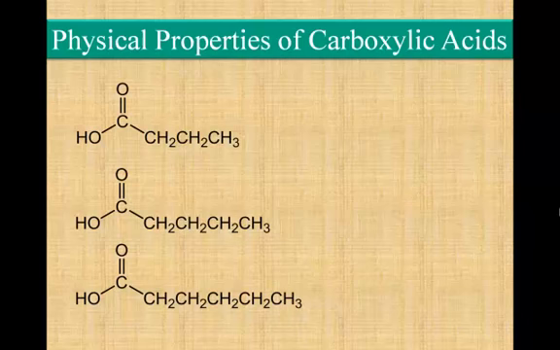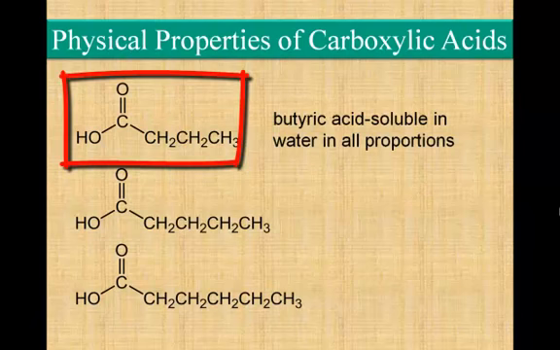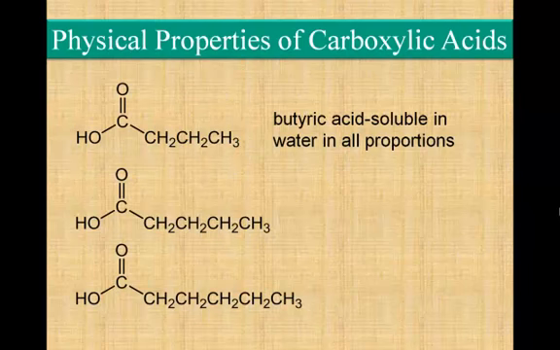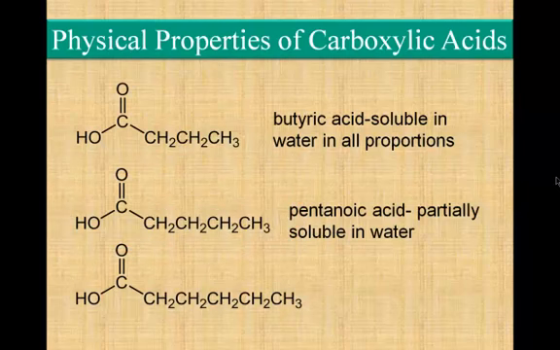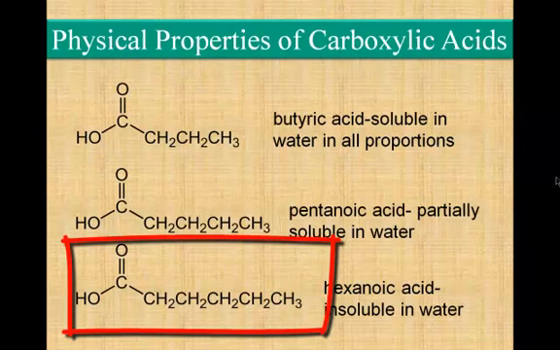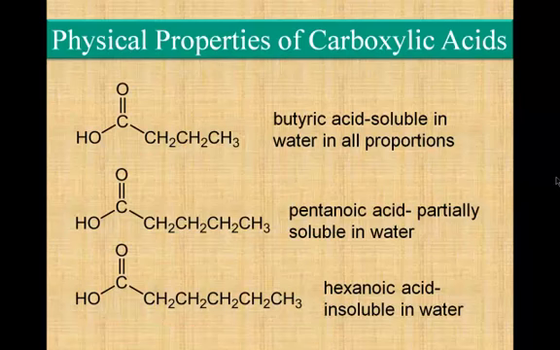If we consider the first carboxylic acid, this is butyric acid. It could also be called butanoic acid. It's soluble in water in all proportions, but as we increase in size, the water solubility is going to decrease. For instance, if we look at the next acid, that is pentanoic acid, it's only partially soluble in water, and once we get to hexanoic acid, 6 carbons, this acid is insoluble in water. So as we increase in the number of carbons, we decrease the water solubility.